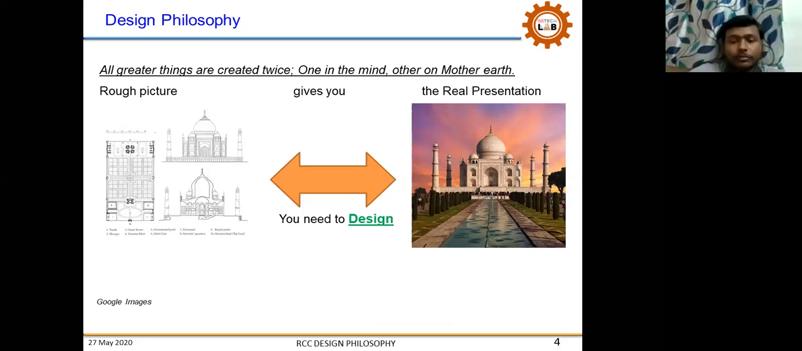Everything is created twice, because initially the idea has to pop up in their mind, so they really have that idea in the mind, then make it into a reality. Here you can see the picture of the Taj Mahal. Without idealizing or imagining the Taj Mahal on paper, they cannot bring it into reality. So everything is created twice, once in the mind, and again on Mother Earth. So you need to design before you start bringing whatever it is into reality.